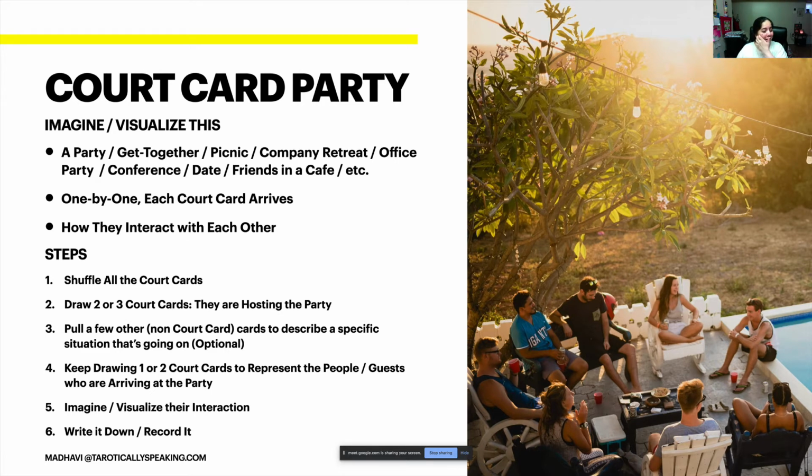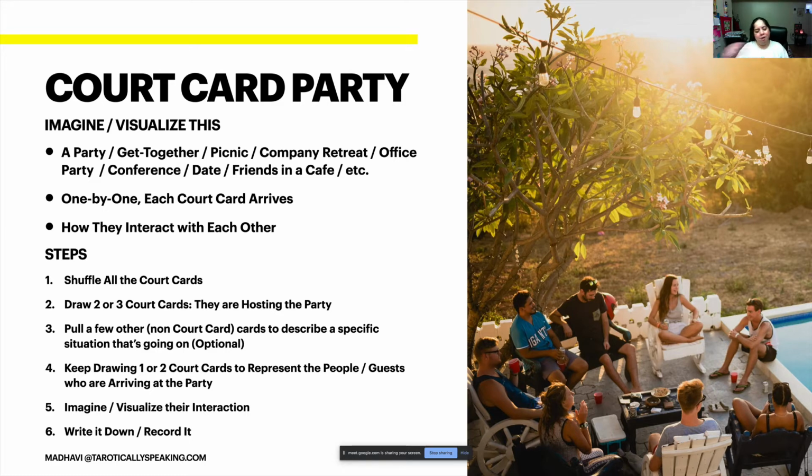It's a company retreat, or an office party, or you're at a conference, it's a date, or it's friends in a cafe. So pick one situation and imagine that one by one each code card arrives, and imagine how they're interacting with each other, right? For this, you can shuffle all your code cards, draw two or three, because they are hosting the party. This is an optional step: you can pull other non-code cards to describe a specific situation going on, maybe in the background.